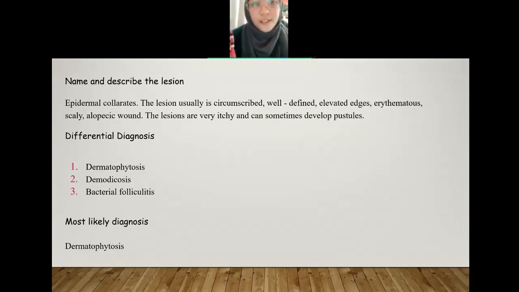For the second question, the differential diagnosis for this lesion can be either dermatophytosis, demodicosis, or even bacterial folliculitis. For this case, it is most likely to be dermatophytosis. For the diagnostic procedure, I will pass the question to Christine.